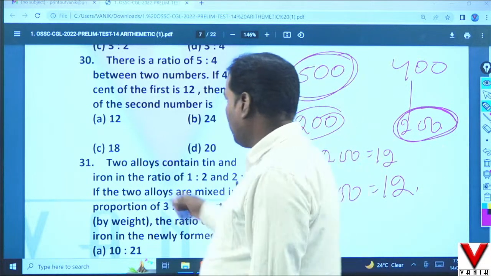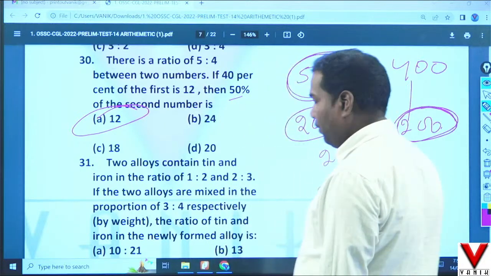So option A is our correct answer. Question 30, answer A.